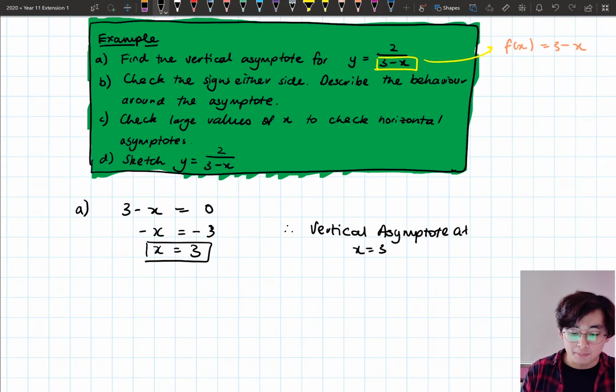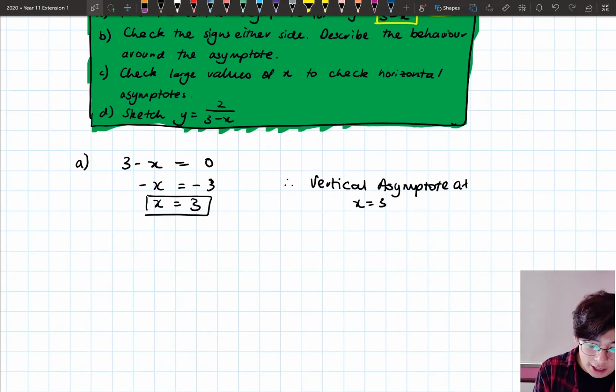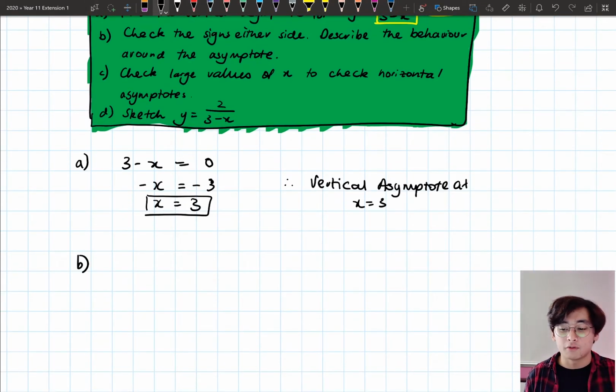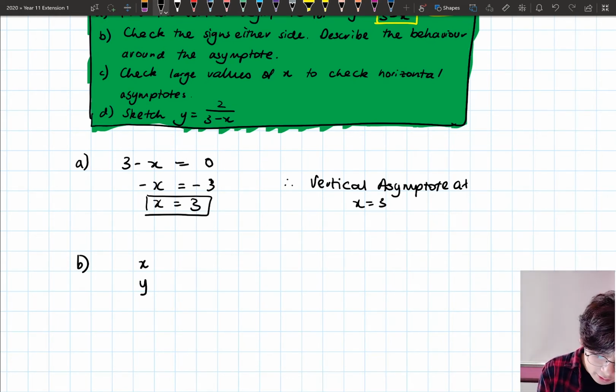Okay, part B: we want to check the sign either side and describe the behavior around the asymptote. How we do this is we form a table of signs. This is just for this example here, but once we get more proficient at it, you'll hopefully notice there are a few patterns that make this a little bit easier. We're going to form a table of signs, and so here I'm going to have x and y.